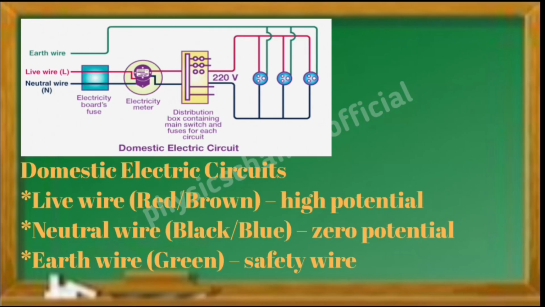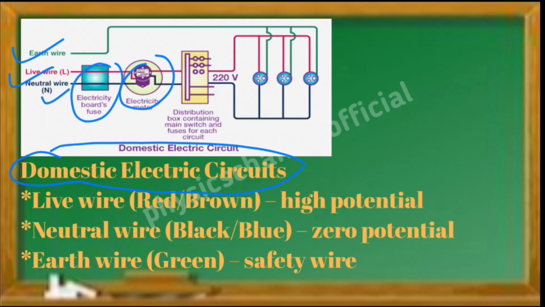Next, domestic electric circuit. In this electric circuit, we indicate the important parts of this diagram like that: earth wire, live wire, and neutral wire. Electrical meter, electricity board, that means fuse, we also use in this section, and distribution box.